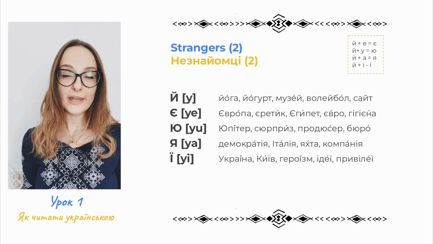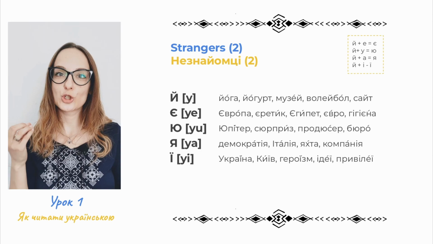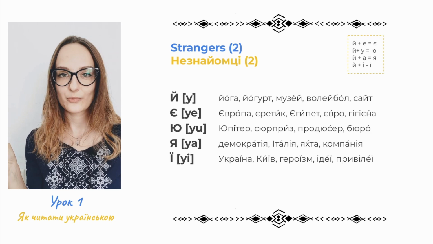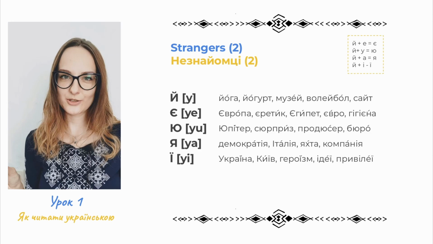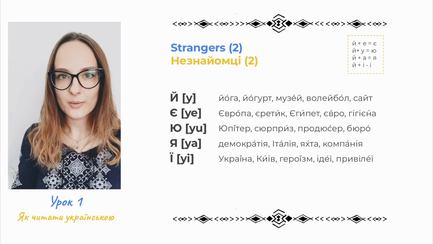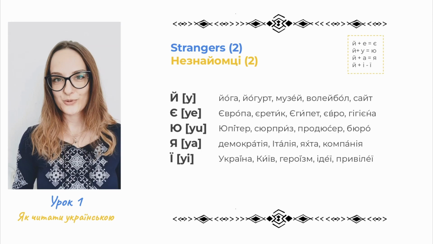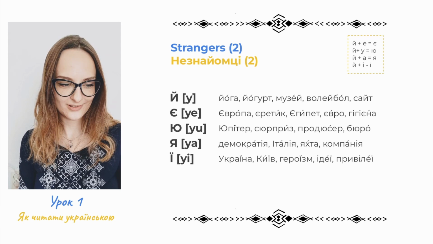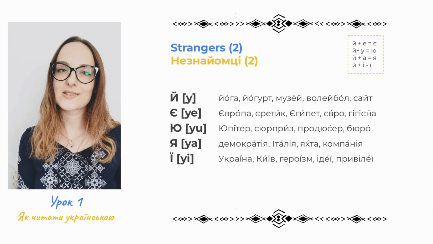Here we have five letters. The first one, letter Й, is called Йод, and has sound Y. Usually, when it goes at the beginning of the word, we consider it a consonant. But sometimes it becomes a kind of semi-vowel or may mean an uncompounded sound. About the fact that in the Ukrainian language there are two uncompounded sounds, Y and O, we will talk in the next lessons. Now let's focus on how to read them. So, letter Й, sound Y. Йога, йогурт, музей, волейбол, сайт.